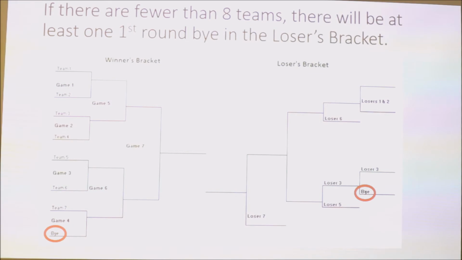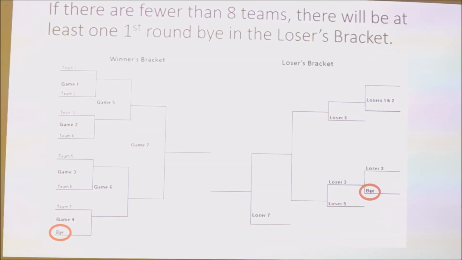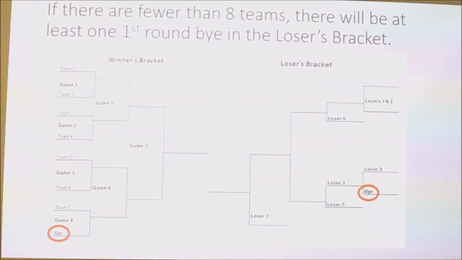Now, if there's less than 8 teams, let's say 7, you're going to give a bye. At the bottom left-hand corner, you see a bye for team 7, and that bye just transfers over to the loser's bracket. The bye always loses, and then loser 3 plays in again.